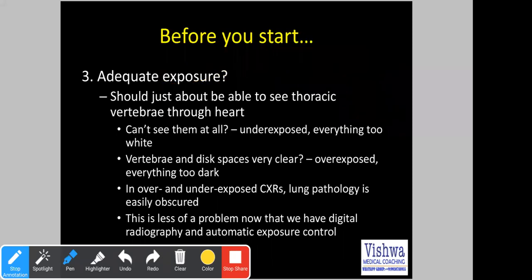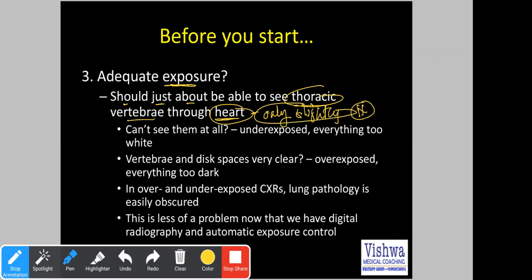Now, what is normal exposure? You should just about be able to see the thoracic vertebrae through the heart. That means the thoracic vertebrae should be seen only slightly. That is the normal exposure. Of course, it's all calibrated. If you can't see them at all, that means it's underexposed. Everything will be too white, as we talked about just now. If the vertebrae and disc spaces are very clear, everything will look too dark.